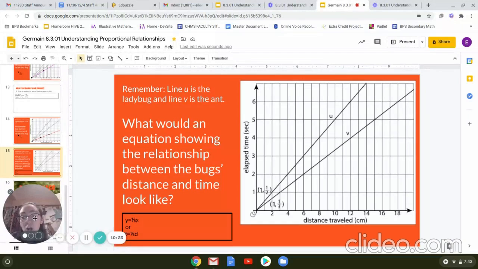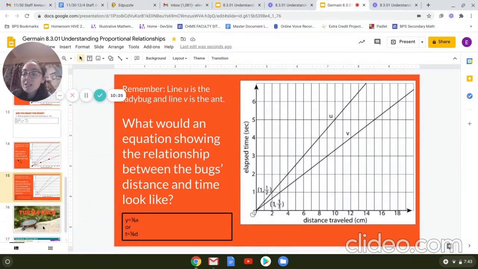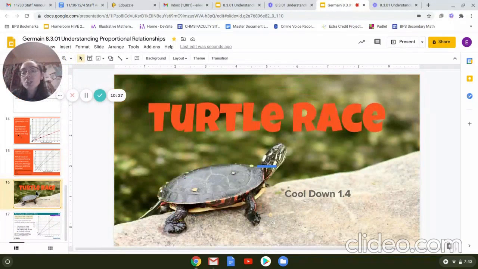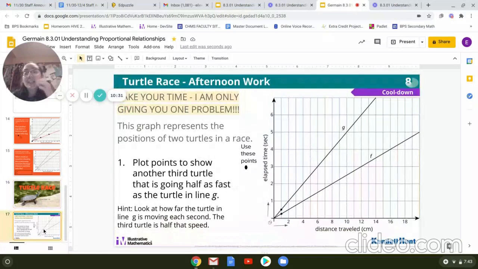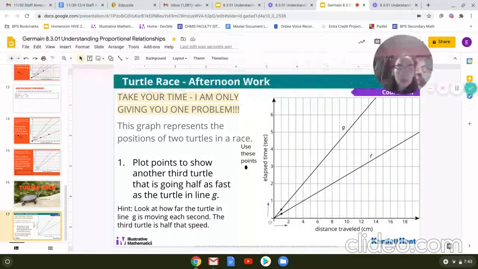What I need you to finish off with for today is this last slide here called Turtle Race. It's our cool down for today. You're working on this as a sort of cool down or exit slip. This graph represents the position of 2 turtles in a race. Plot points to show a third turtle that is going half as fast as the turtle on line G.